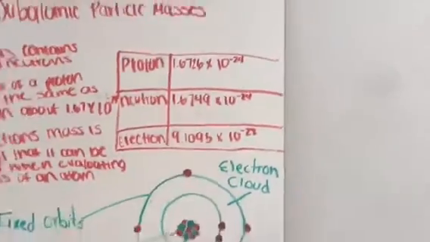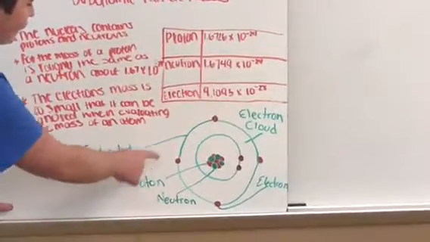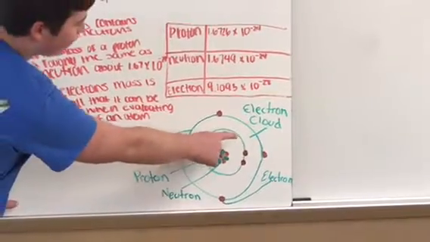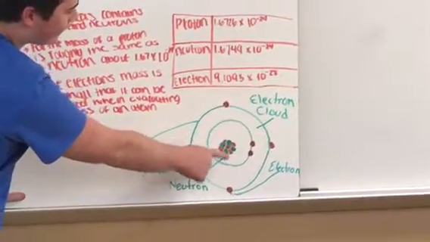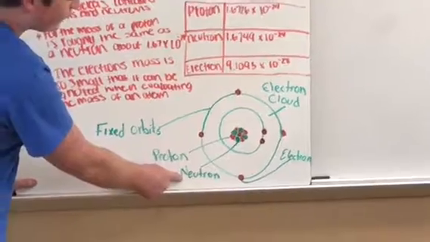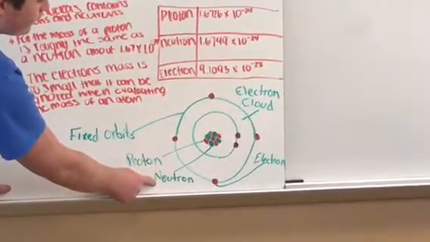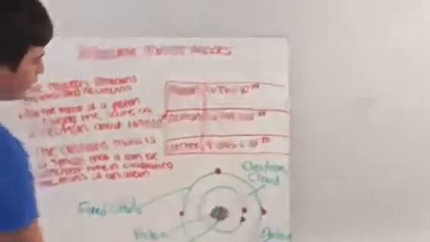Okay. And what about the picture? Tell me about it. All right, we've got fixed orbits right here. We've got the electron cloud. Very good. We've got the protons and the neutrons. And what's that area called where protons and neutrons are? The nucleus. There we go. Thank you very much.